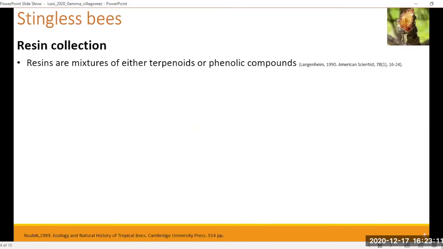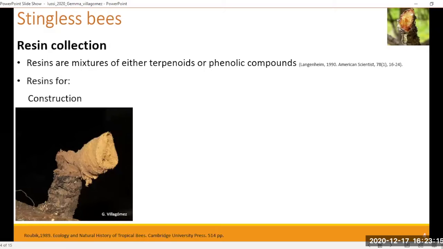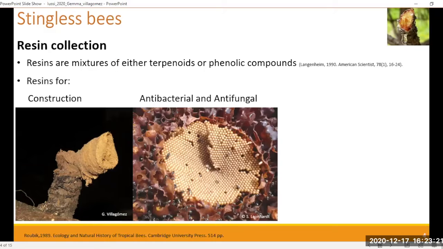Resins are mixtures of terpenoids or phenolic compounds. They are used for construction, as I mentioned, so they can have these really nice shapes at the entry of the nest. They also have antibacterial and antifungal properties, so they will use them to build the nest and keep it free of pathogens and have a healthy environment.